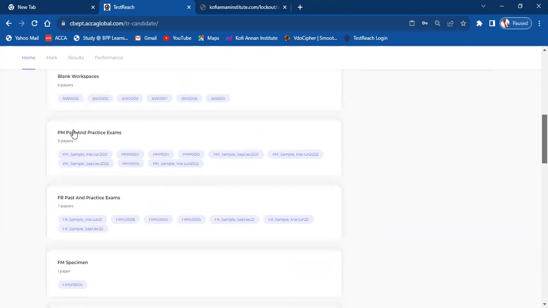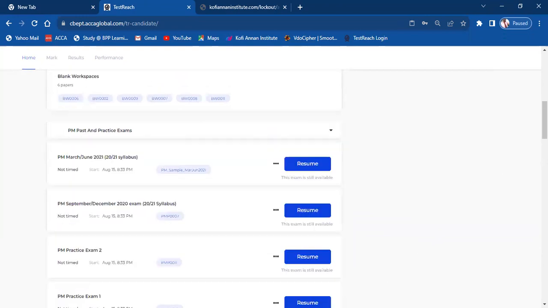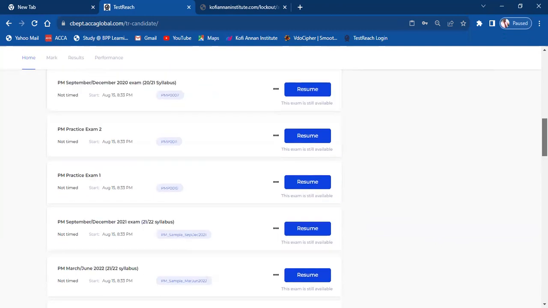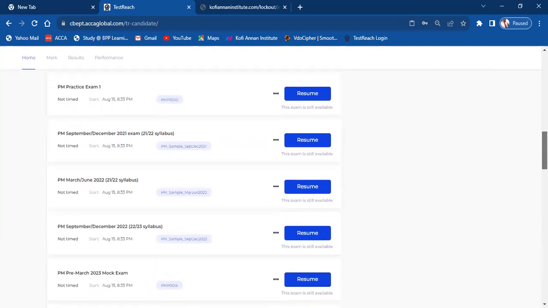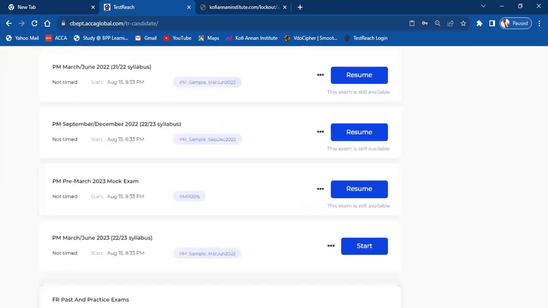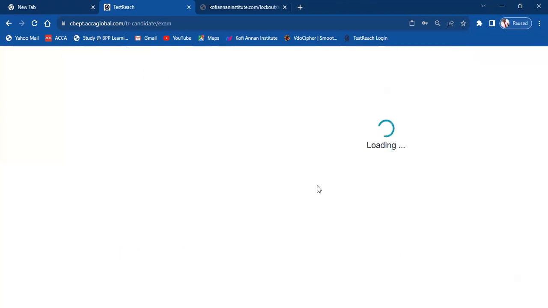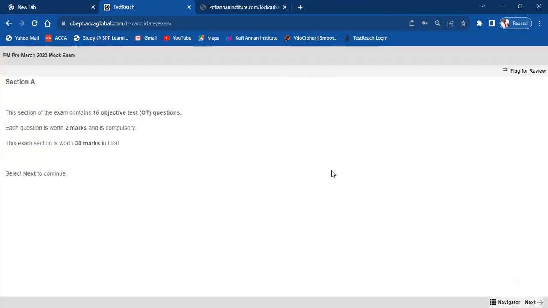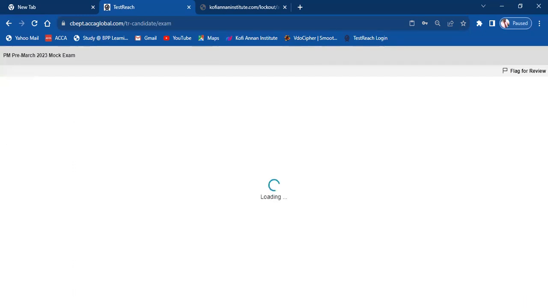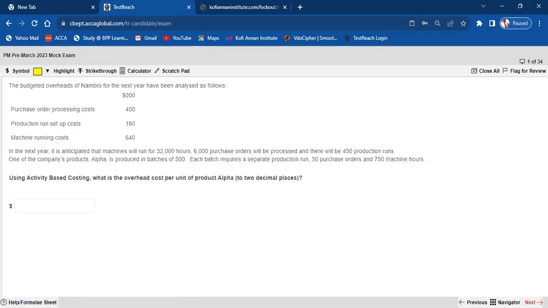Too many things open here for me. PM. March, June 2023. Okay. I think I started some work there earlier today. Let me remember the past exams. ACCA doesn't publish sessions A and B. This pre-March 2023. Oh, okay.